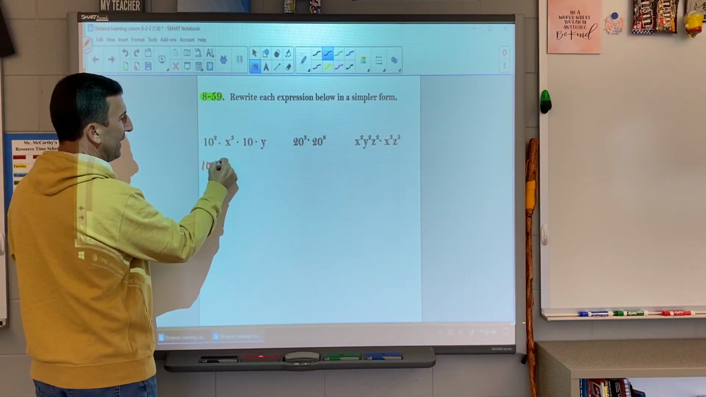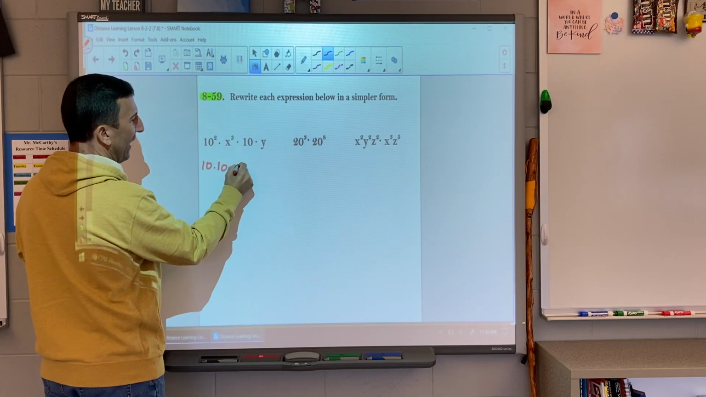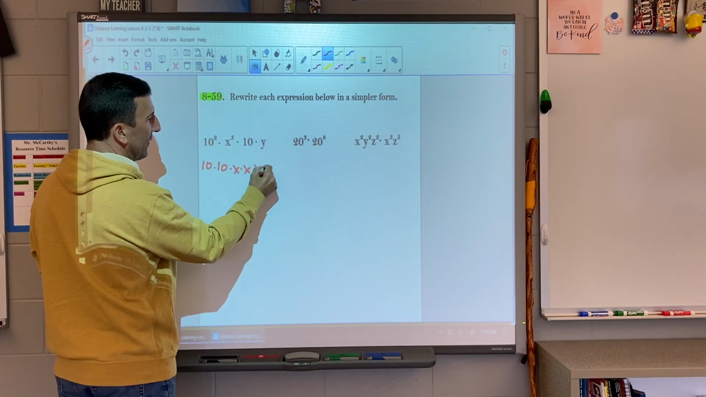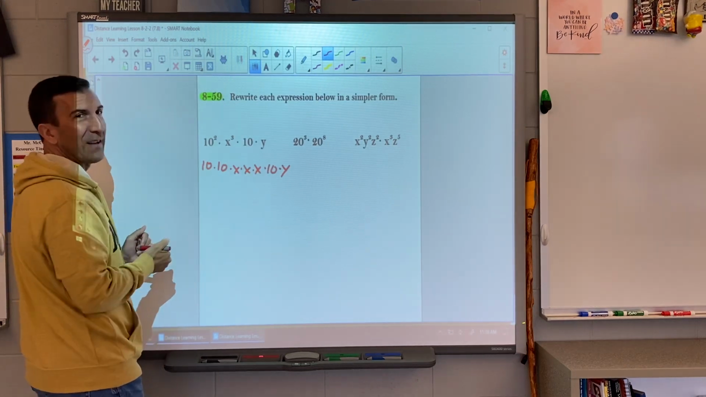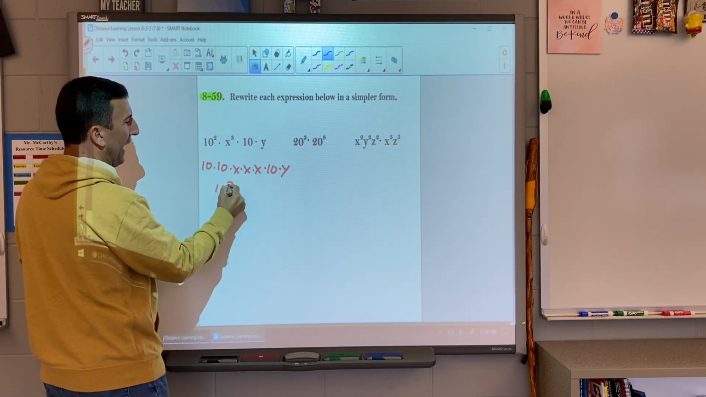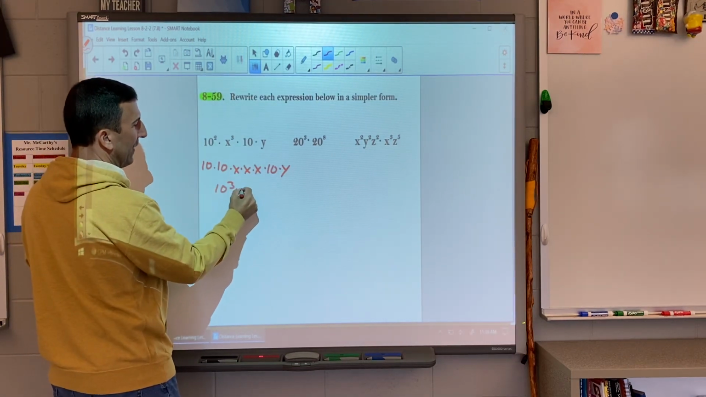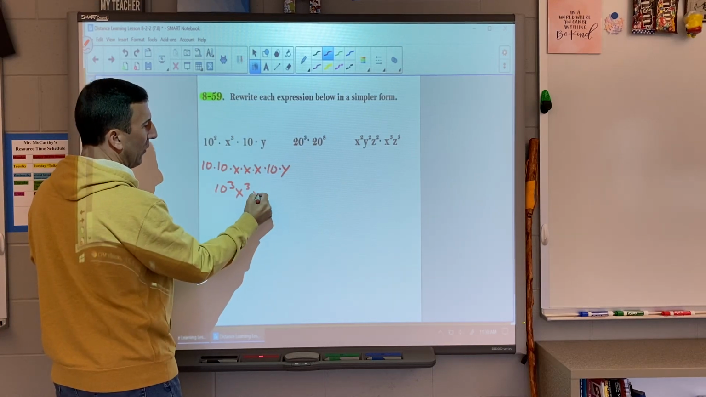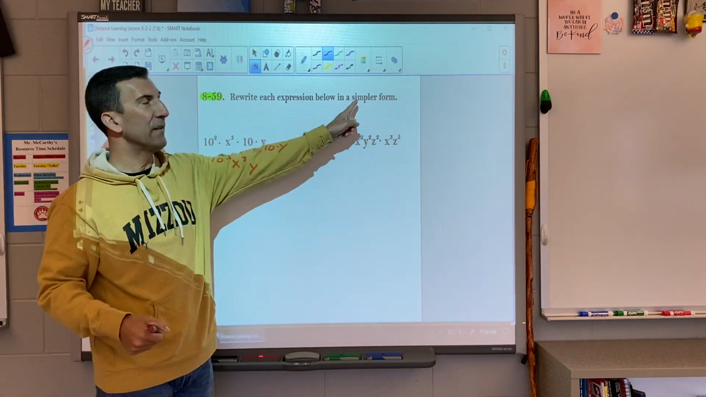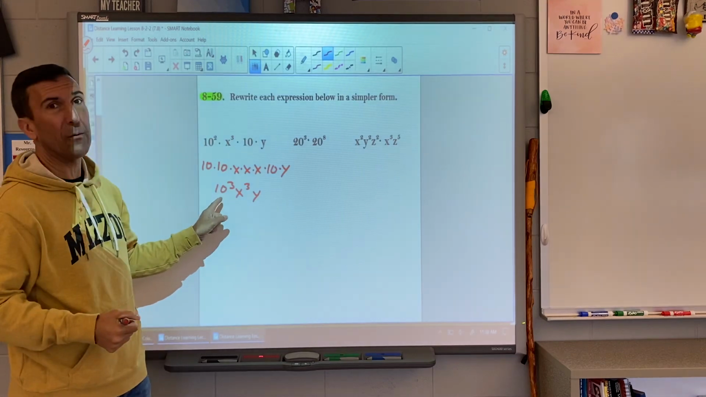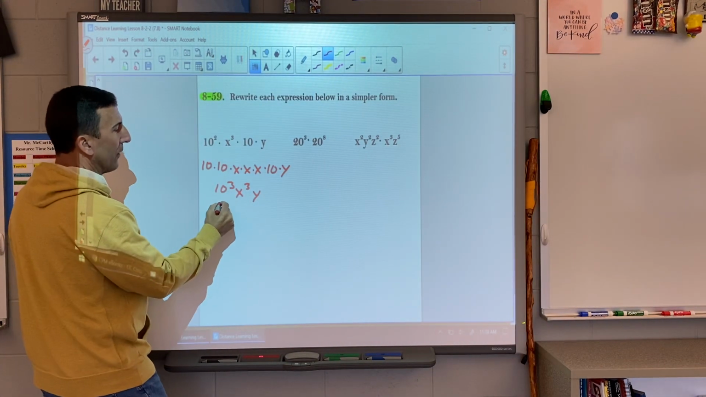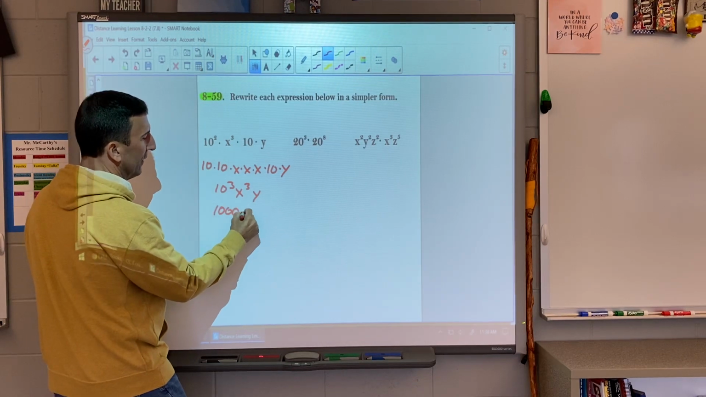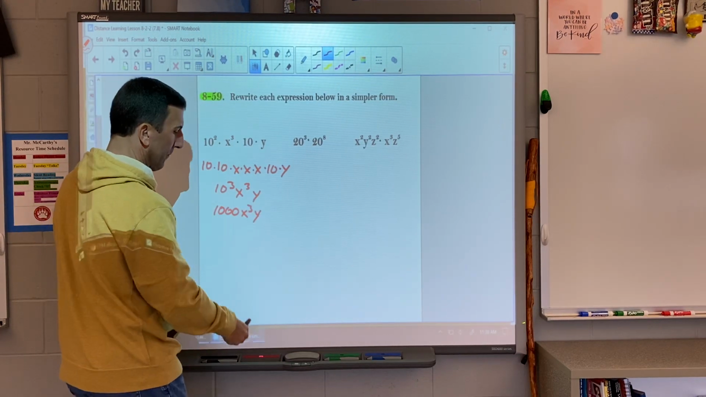So we were doing 10 times 10 times x times x times x times 10 times y. You bring the 10s together, which is 10 to the third power, the x's together, x to the third, and then the y. But since it says in simpler form, there is no reason why we can't simplify that. So you would go 10 to the third power, which would be our 1,000, x to the third power y.